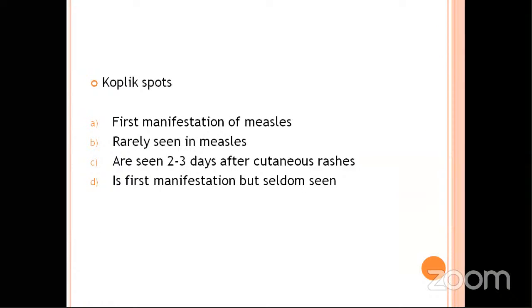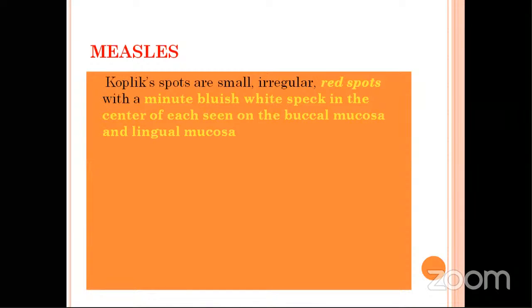Koplik spots are the first manifestation of measles, but rarely seen. They are seen 2 to 3 days before cutaneous rashes. It is the first manifestation, but seldom seen. So the option is, it is the first manifestation, but it is seldom seen. That is, we tend to forget to look for it. But Koplik spots are the intraoral manifestation of measles, which is also called rubeola. These Koplik spots are red spots with minute bluish specks seen on the buccal mucosa.